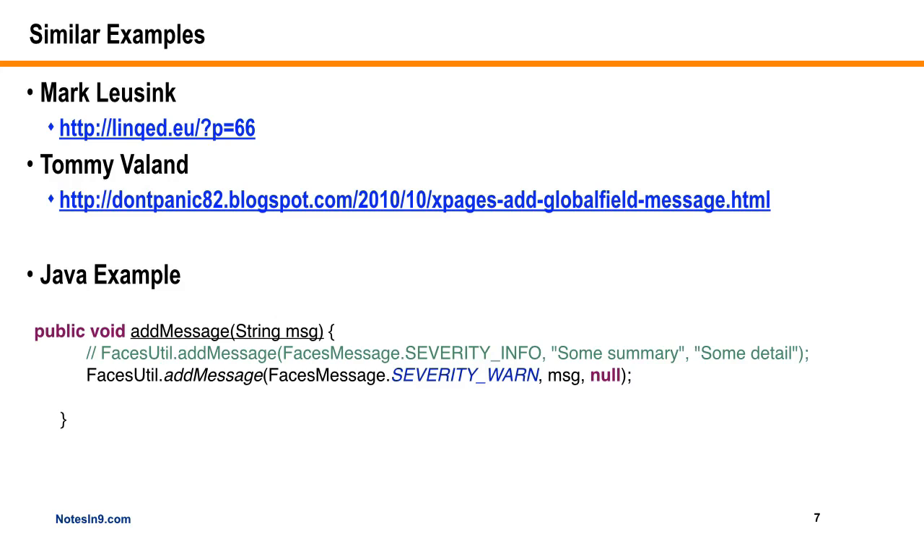And Tommy Valland has a good post here as well. And here's just a code snippet from Java that I've been playing with using the Bootstrap for XPages project a little bit, where basically you can add messages to a display errors control. So I think the dGrowl stuff is going to supersede everything, especially the stuff I've been working on. But I just wanted to throw that out there in case you had any interest in that, to directly update a display errors control from Java itself.